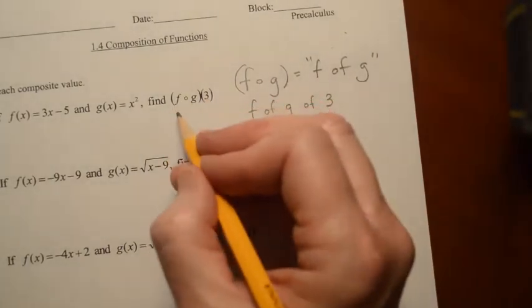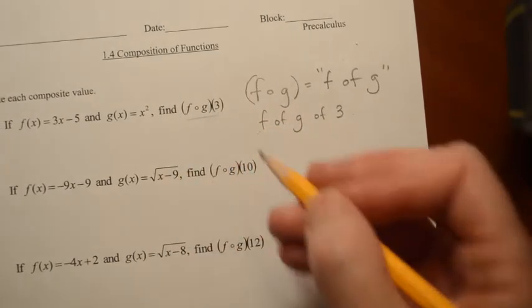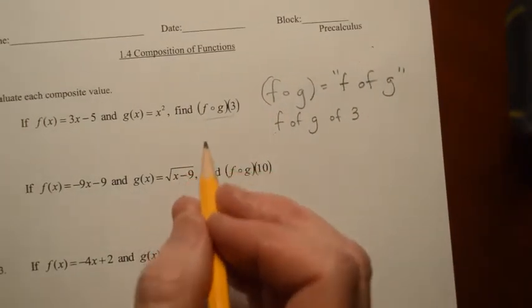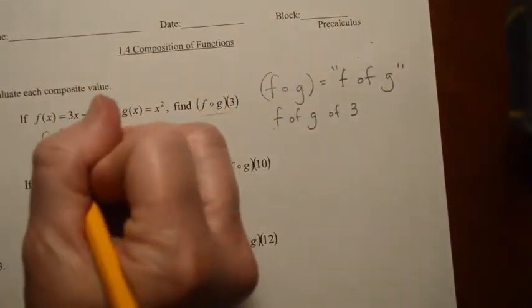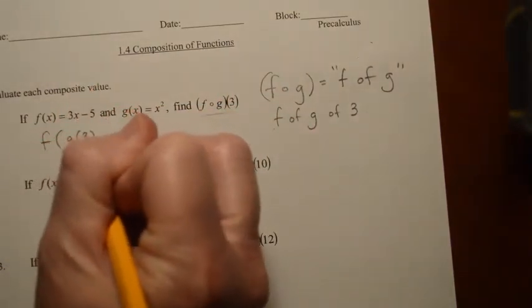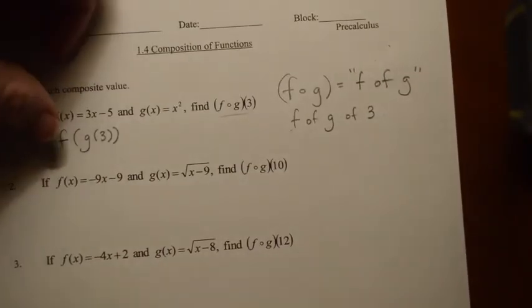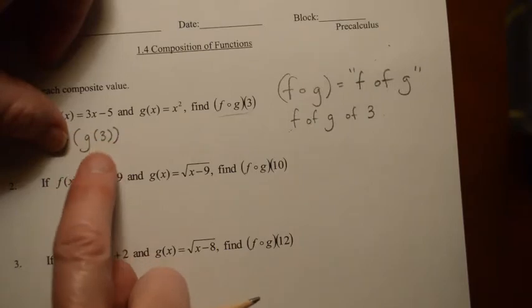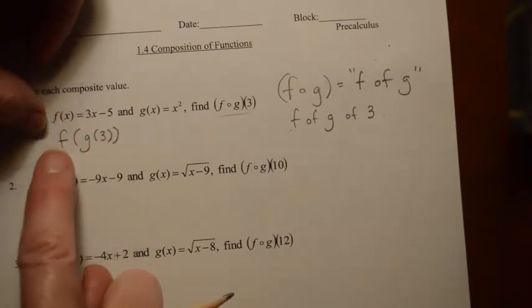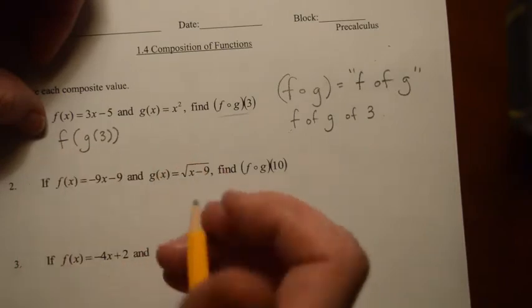Right, and again, I don't like this notation because I just don't think it's very intuitive. But really what this is saying is they want you to take and do F of G of 3. In other words, they want you to figure out what G of 3 is. It's going to have some numerical value. And then they want you to take that value, whatever you get, and plug it into F. All right, so let's do that.